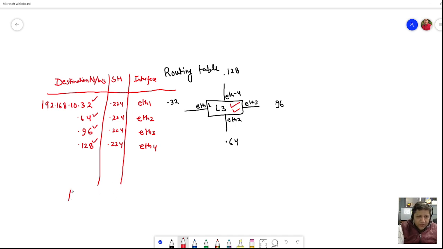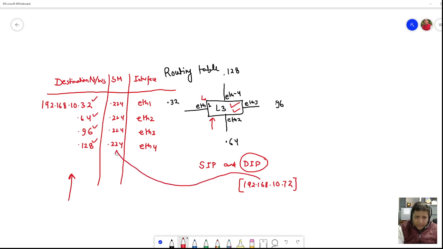Now what is transferred from the layer below after extracting the outermost header and receiving the packet? Source IP and destination IP. So we are interested in the destination IP. What is the destination IP in our example? If I remember correctly, 192.168.10.72, is it? 72. So we'll extract the destination IP from the network layer header, and now we'll apply the subnet mask. Here all the entries have the same subnet mask. If you apply this subnet mask, you know what will be coming.